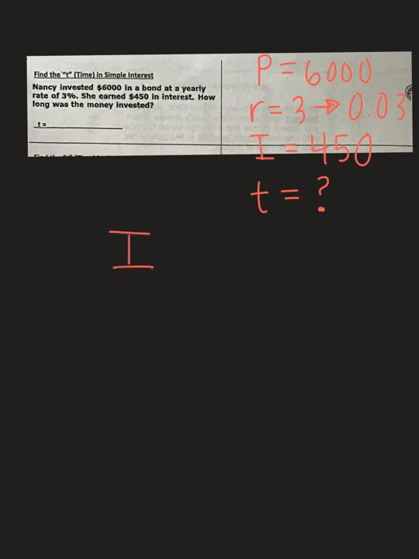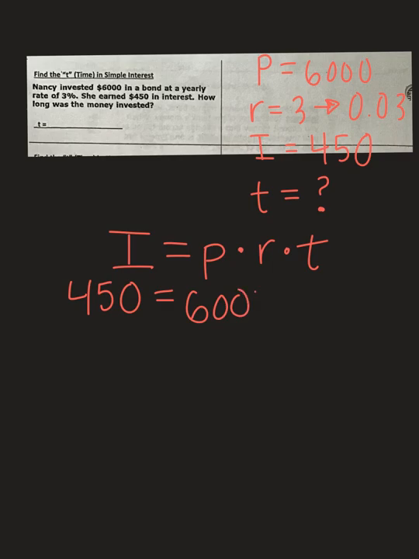So let's still use I equals P times R times T. Our interest was $450. Our principal was $6,000. Our rate was 0.03, and we'll just use T as our variable. So in this case, we have to solve this equation for T. The easiest way to do it is to start and do 6,000 times 0.03. Go ahead and do that in your calculator. When you do that, you should get 180, and then bring everything else down.